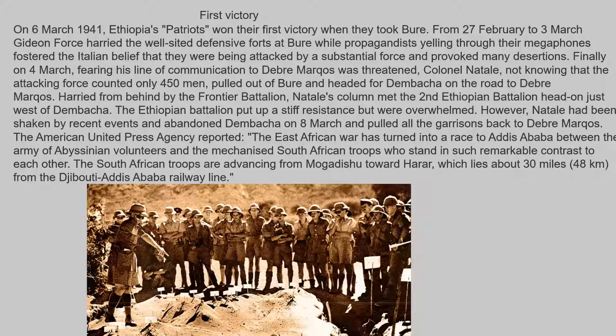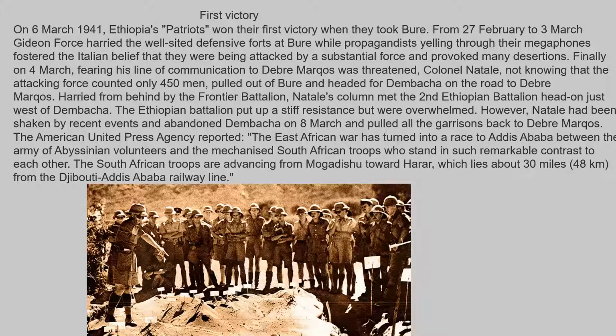So the first victory on March 6, 1941, Ethiopia's patriots won their first victory when they took Burye. From 27th of February to March 3rd, the Gideon Force harried the well-sited defensive forts of Burye, while propagandists yelling through their megaphones fostered the Italian belief that they were being attacked by a substantial force and provoked many desertions.